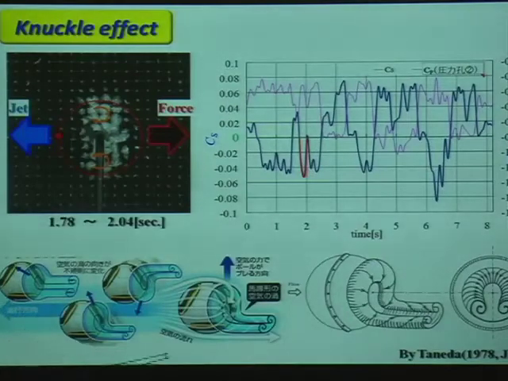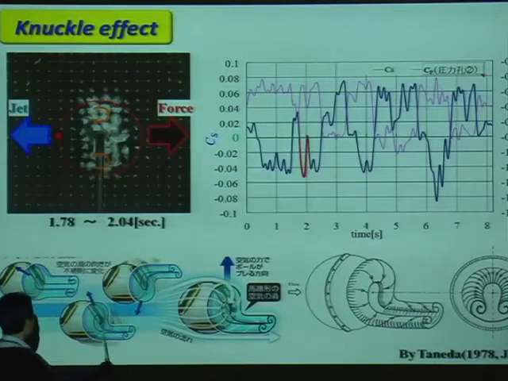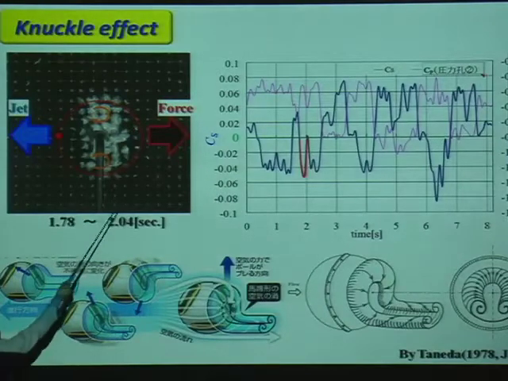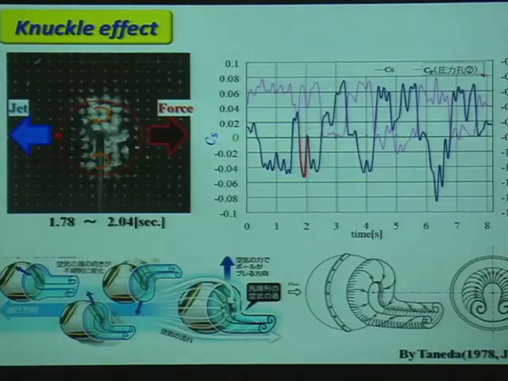This is our image. A pair of vortices rotates on its wind axis. So the direction of side force or aerodynamic force changes from time to time.